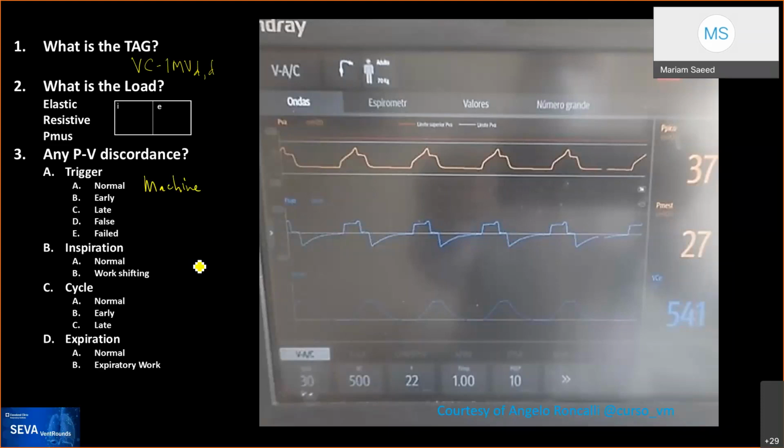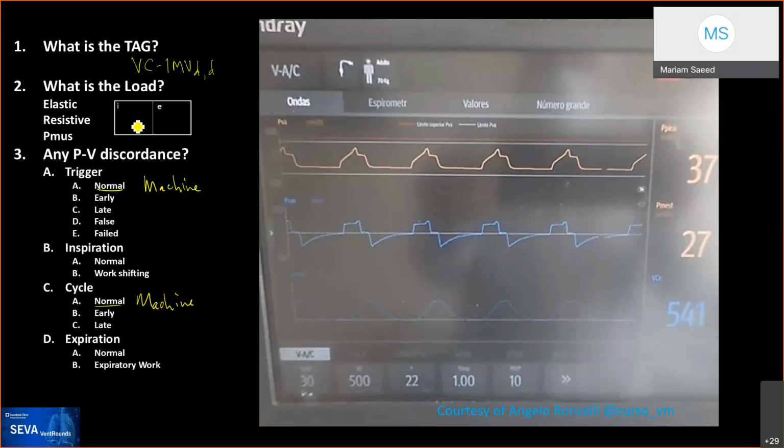Cycling, I see the small inspiratory pauses, but after that, I don't really see any PMAS. So I believe it's placed by the respiratory therapist, probably to increase the mean airway pressure. So I would say the cycle is normal as well. For the load, I think it's mostly resistive. I really don't think that it's resistive or elastic, because when I see the expiratory limb, it does come back.